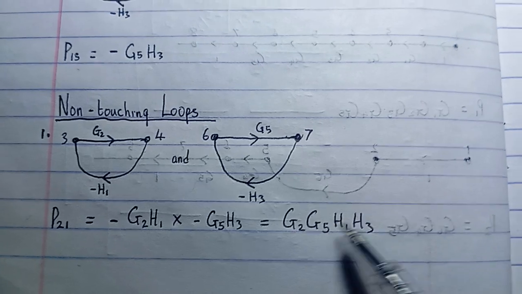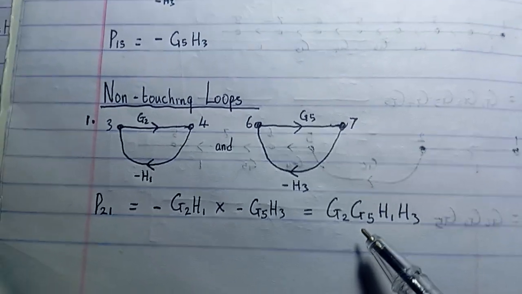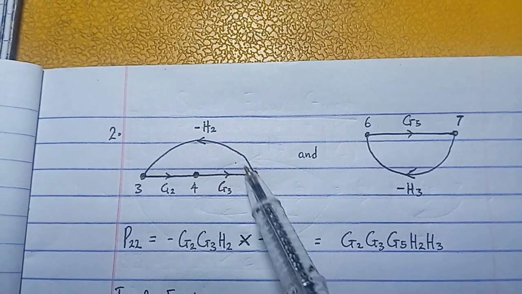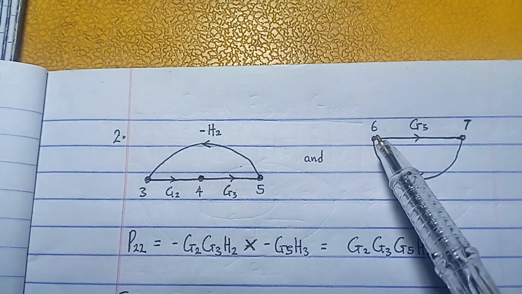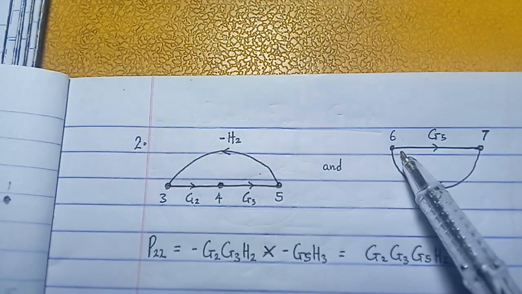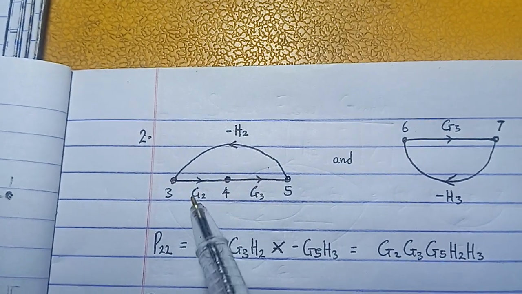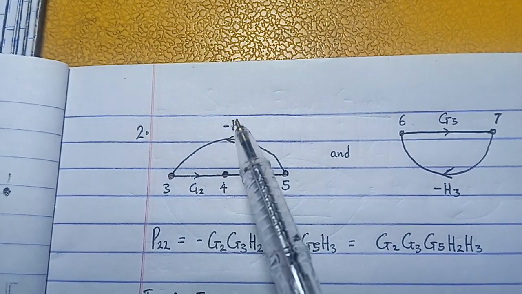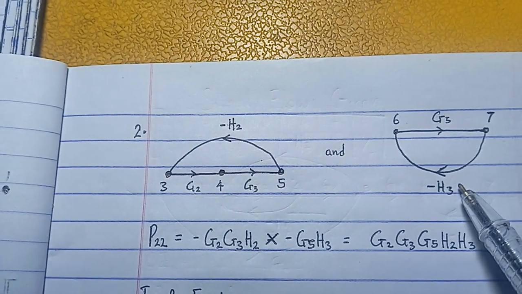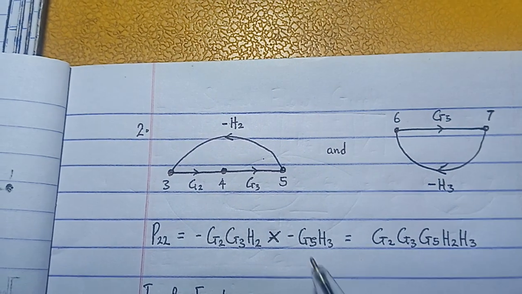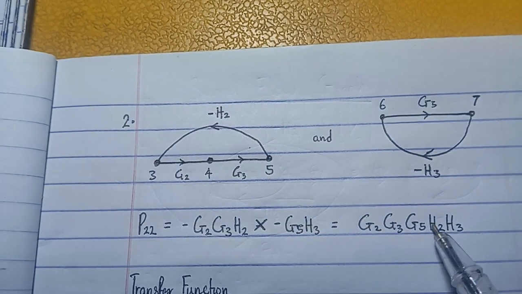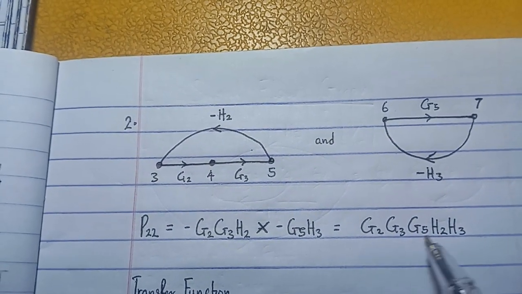This is the gain on the first non-touching loops. Okay, so the next non-touching loop is 3, 4, 5, then back to 3, and 6, 7, back to 6. To get the total gains here, you do g2 times g3 times minus h2, which should give you this value, times g5 times minus h3, which is this value. So you're multiplying the gains on both individual loops to give you the total gains on the non-touching loop here. So this is our second non-touching loop.